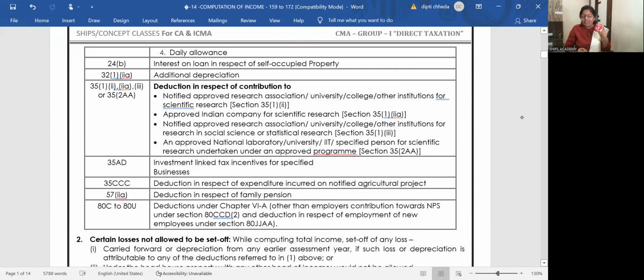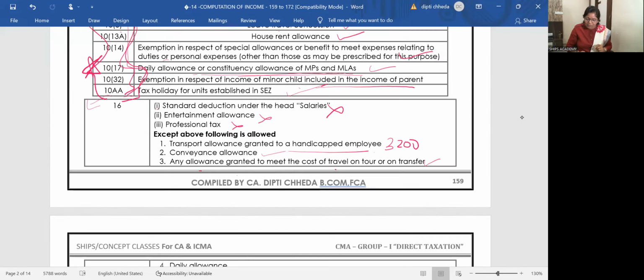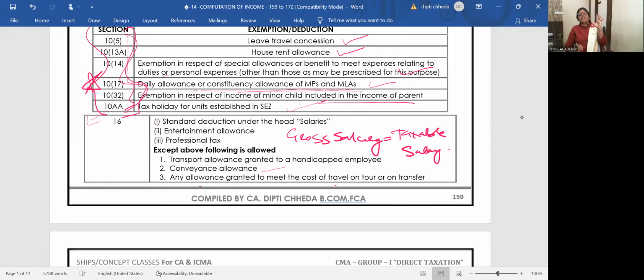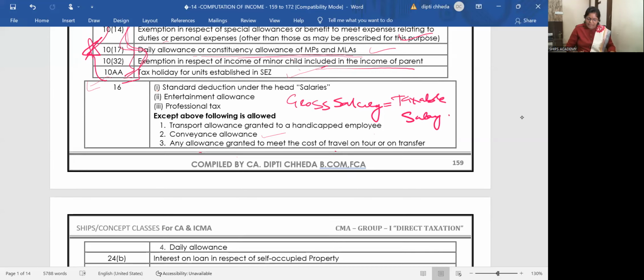No deduction will be available. So can we write a punchline? This is a little new for you, so to remember it, write a punchline here. If you are going for this, write down, all of you, right here in your material: Gross salary is equal to taxable salary. Why, ma'am? Because no deductions are allowed. Standard deduction, no. PT, no. Your entertainment allowance, no. Then fine. Whatever is the gross salary is the taxable salary. Have you written, all of you? When you write these tags, you will be clear.